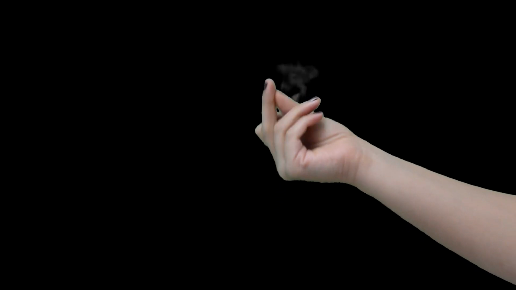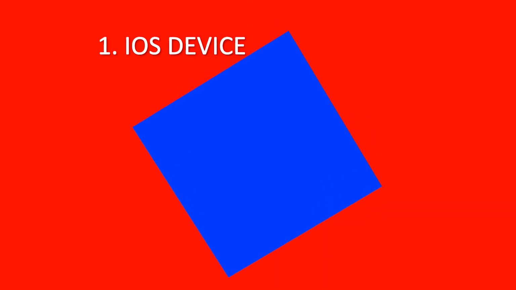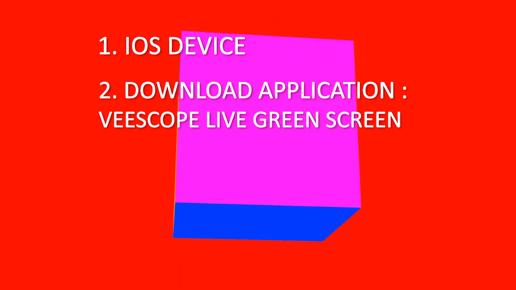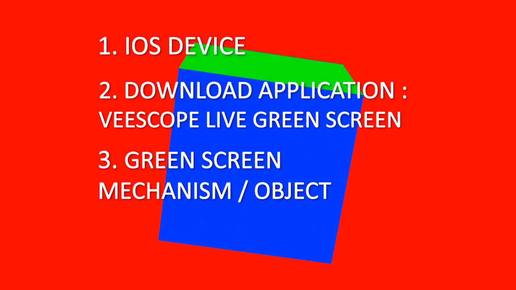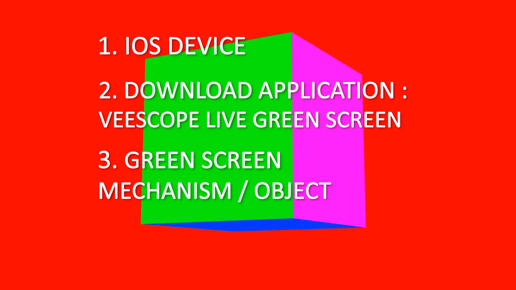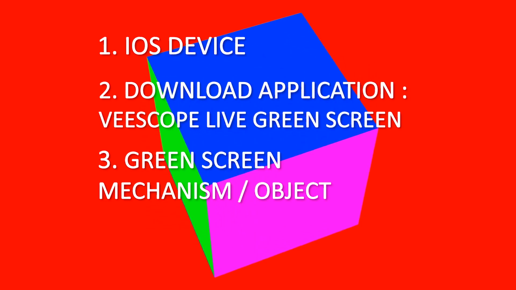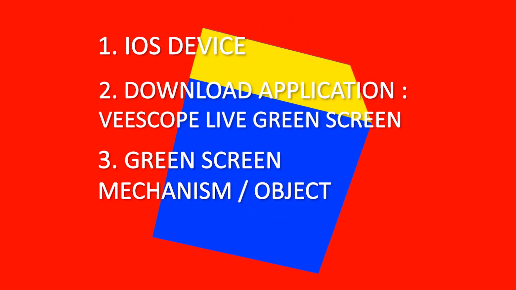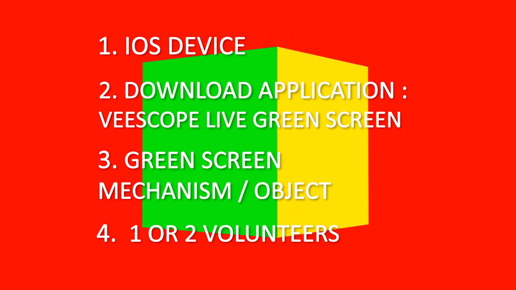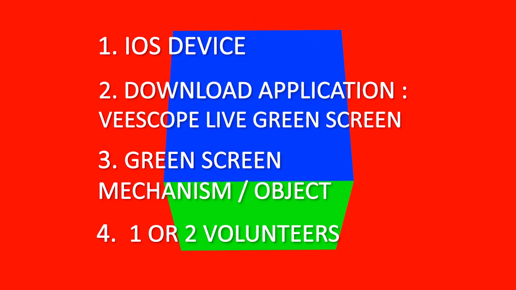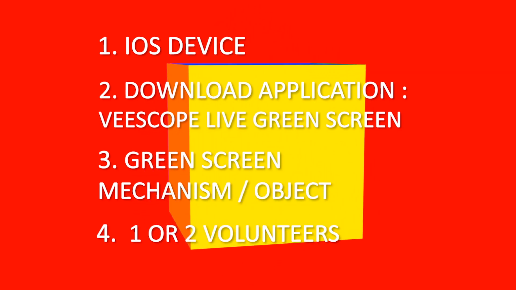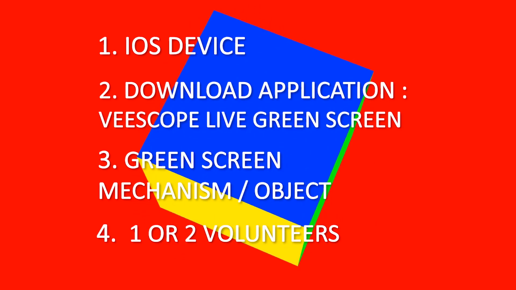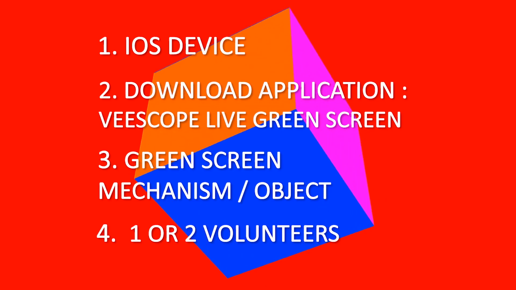To experiment, we will need the following materials: iOS system, iPad or iPhone. Download application Vscope Live Green Screen. Green mechanism or object, either chroma key paint, paper, cloth, printed computer paper, etc. One or two humans. This can function as a solo project or a group activity. However, if you want to star in your own video, it will definitely be most helpful if you have another person to record. It really depends on your own vision.